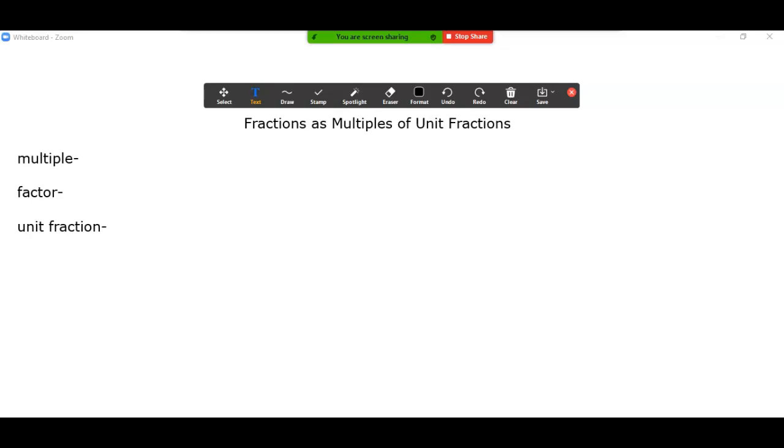Alright, so today we are talking about fractions as multiples of unit fractions. So as always, let's first begin with talking about some vocabulary words.